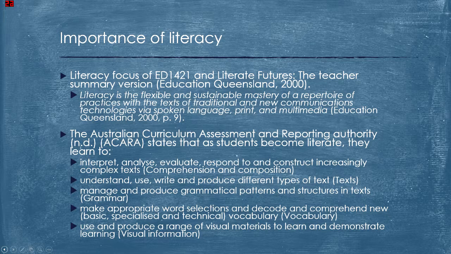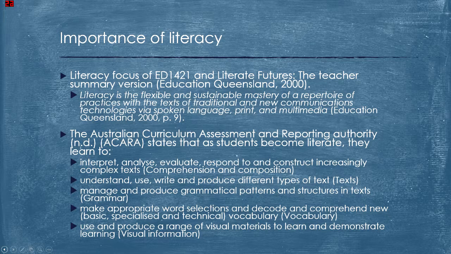The Australian Curriculum Assessment and Reporting Authority, or ACARA as it's now known in its acronym form, outlines what students need to become literate in every key learning area across all year levels. The documents state that students need to learn how to interpret, analyse, evaluate, respond to, and construct increasingly complex texts. In other words, they need to be able to comprehend and compose texts. Students also need to understand, use, write and produce different types of texts. In other words, they need to be able to create text on their own.